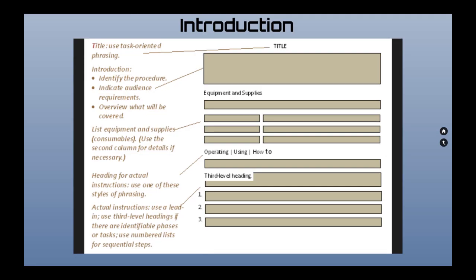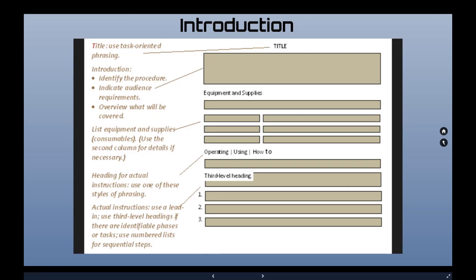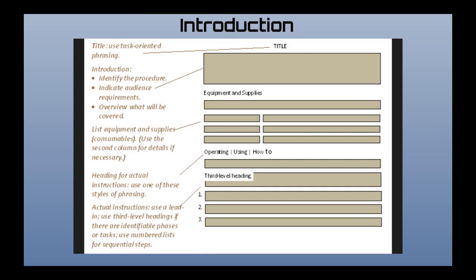Now, this is a schematic view of what your instructional manual might look like. It doesn't necessarily have to be constructed like this. You can see you have the title, then the introduction block, and then a section after the title, which in most cases is equipment and supplies. This section has two columns, one for the equipment and supplies, and the other for more details if you need it.